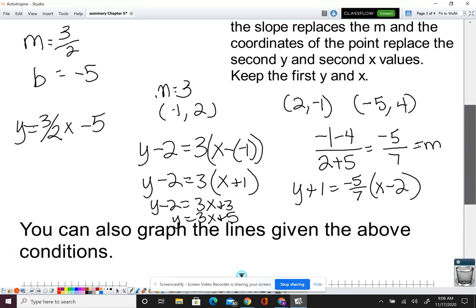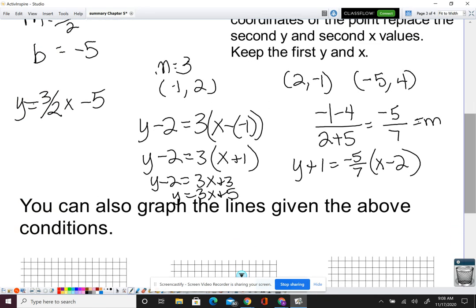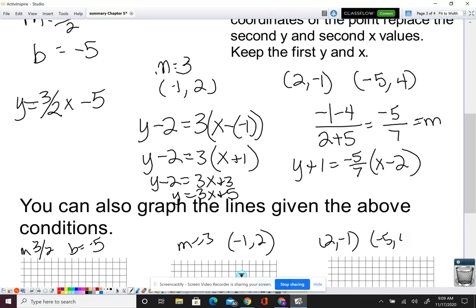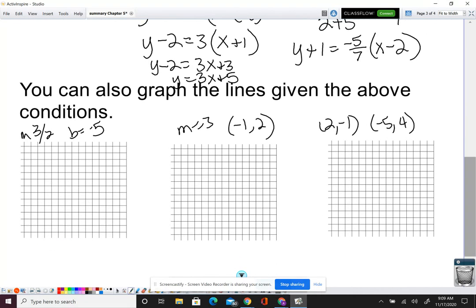We can also graph these lines given their conditions. I'm going to write their conditions down again. 3/2 is a slope, y-intercept of -5. Slope of 3 goes to the point -1, 2, and 2, -1, -5, 4. So on our graph, we graph out the y-intercept of -5, 1, 2, 3, 4, 5. From there, we go up 3 and over 2, and we put our line.